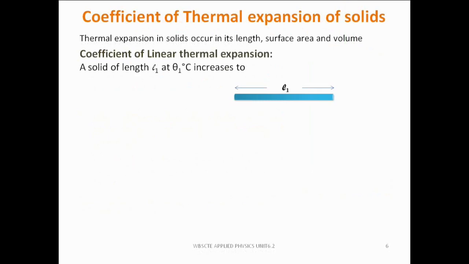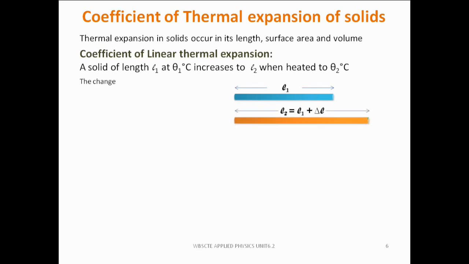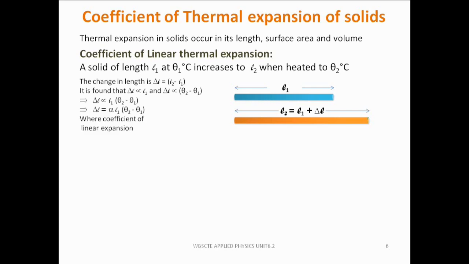Coefficient of thermal expansion of solids. Here we talk about the coefficient of linear thermal expansion. A solid of length L1 at theta 1 degree Celsius increases to L2 when heated to theta 2 degree Celsius. Here the change in length is delta L, equal to L2 minus L1. It is found that delta L is proportional to L1 and delta L is proportional to theta 2 minus theta 1. So combining, we get delta L equal to alpha into L1 into theta 2 minus theta 1, where the coefficient of linear expansion alpha is equal to (L2 minus L1) by L1 into (theta 2 minus theta 1), that is, L2 is equal to L1 into (1 plus alpha into (theta 2 minus theta 1)).